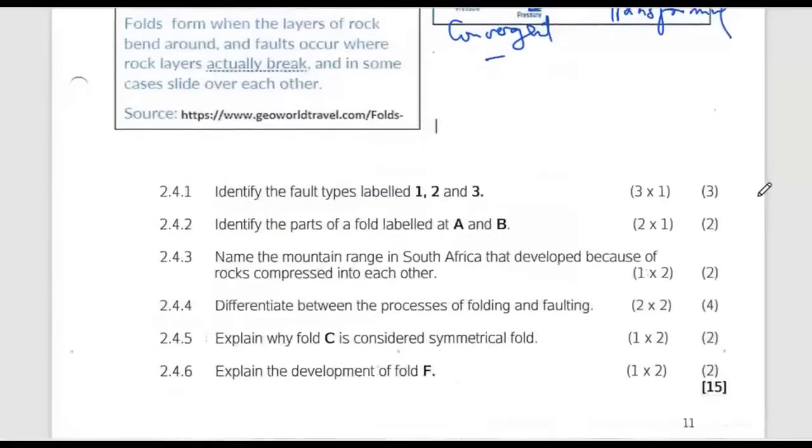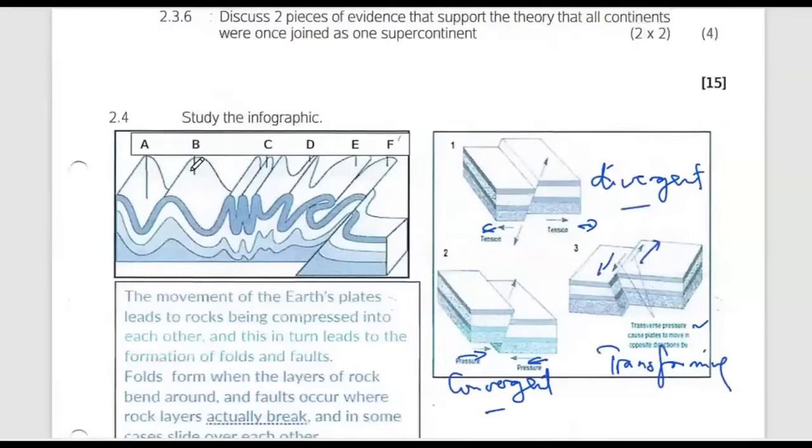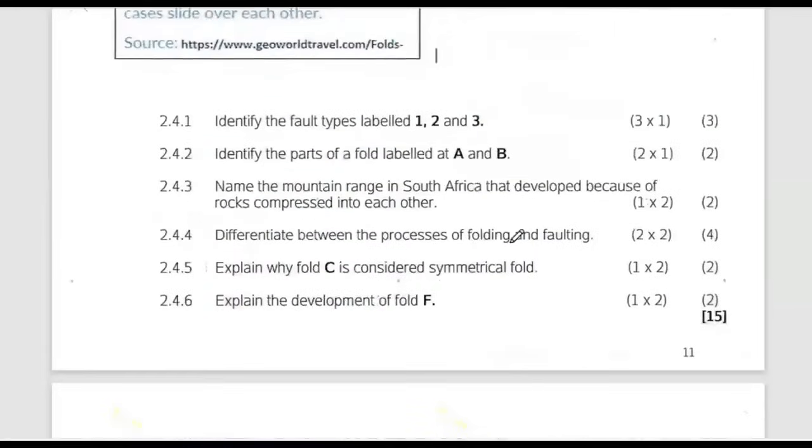Identify the parts of a fold labeled A and B. We go to our diagram where A is here and B is here. This is the lower band of the fold, and this is the upper band of the fold. The lower band, we call it a syncline. For A, it's a lower band, called a syncline. And then the upper band is called an anticline. So it's a syncline for A, which is the lower band, and the upper band is an anticline, which is basically on top of the fold.